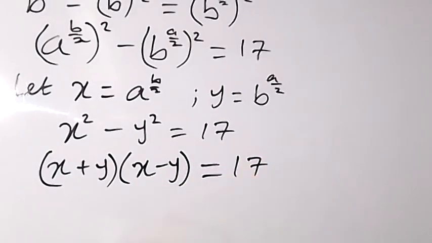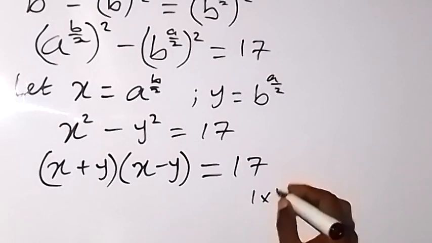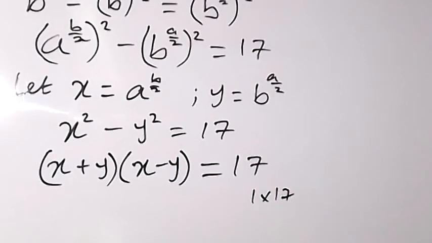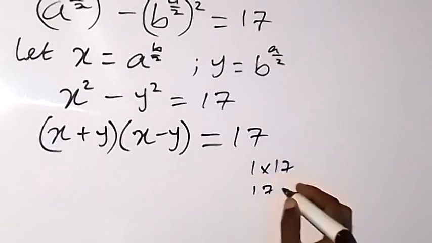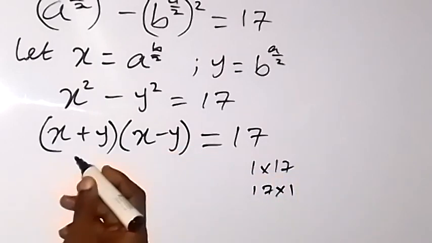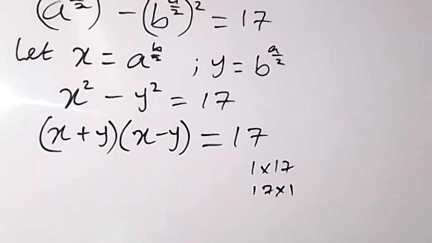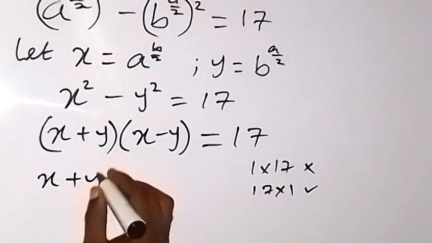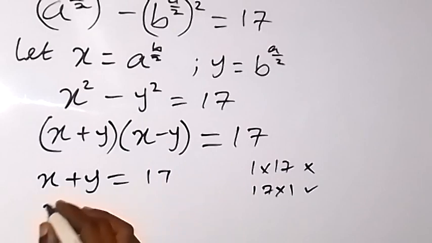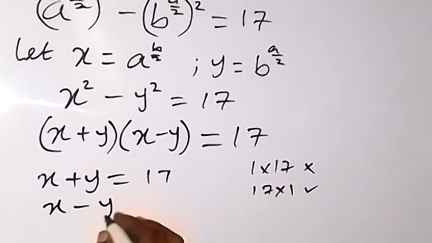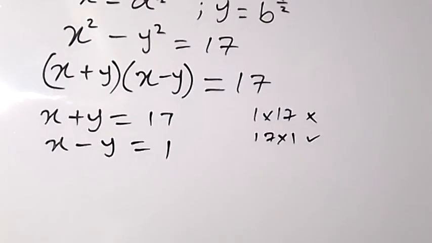And 17 on this side, when we break it down into two factors, we can have either 1 times 17, or 17 times 1. So which one are we going for here? The first one must be greater than the second one. That means this one will not work, so this one will work. Then we can say that x plus y will be equal to 17, and x minus y will be equal to 1 when we break that down. And from there we can solve those equations simultaneously.